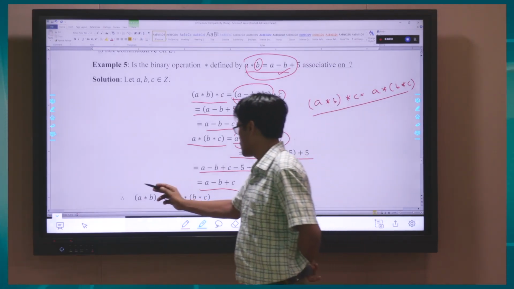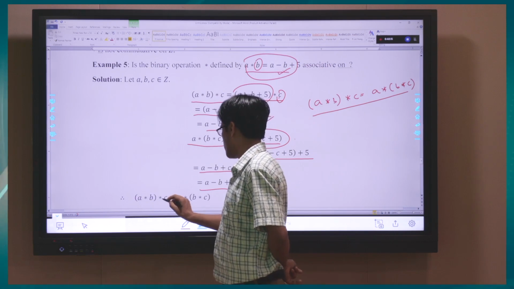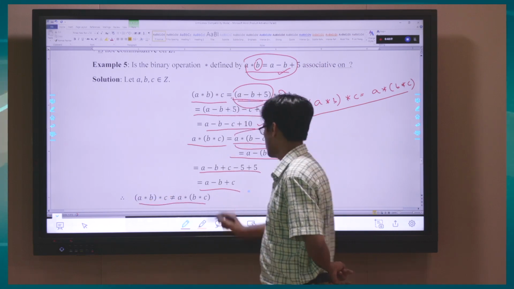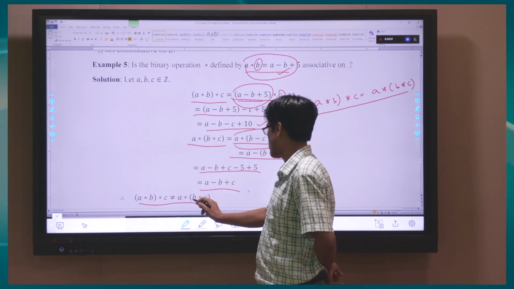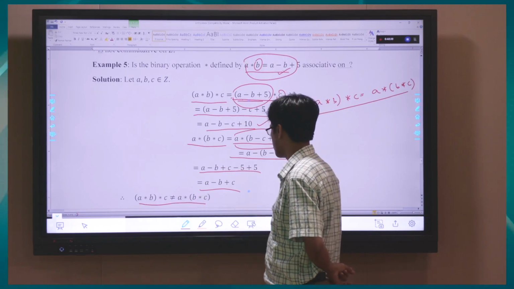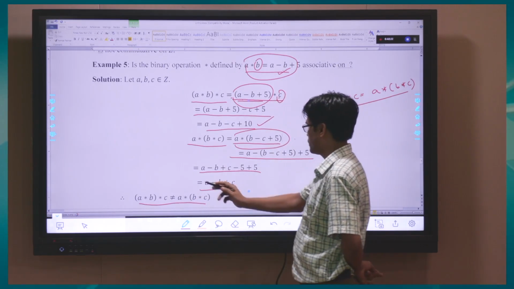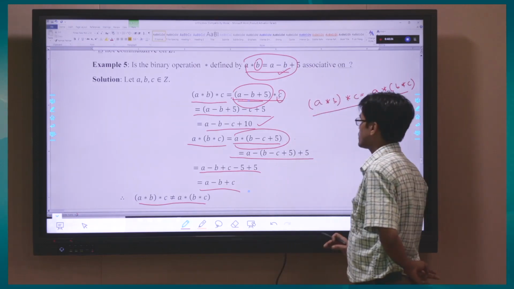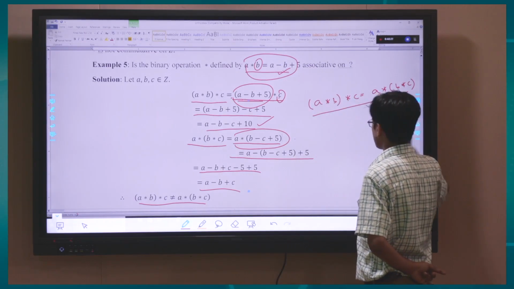Therefore, bracket A star B, bracket star C is not equal to A star bracket B star C. So the associative property is not satisfied by this binary operation.